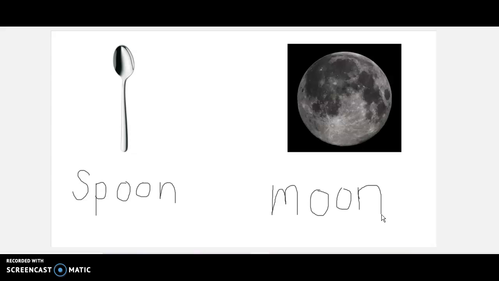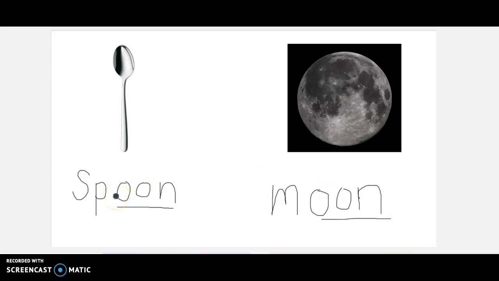If you think that the words spoon and moon kind of sound the same or they rhyme, you're right. The words spoon and moon sound the same and they rhyme. And these words rhyme because they have the same ending sounds. They both have the oon sound at the end.